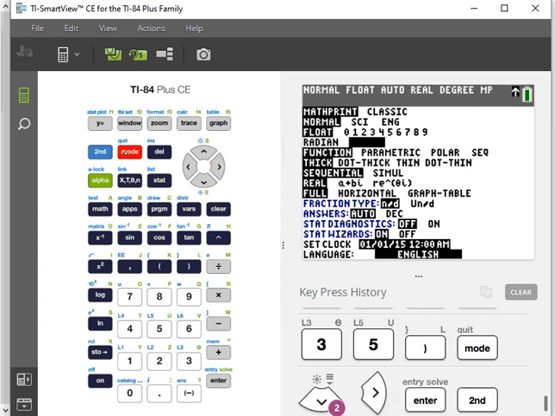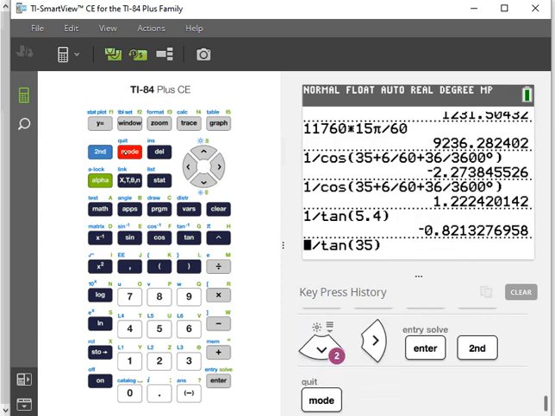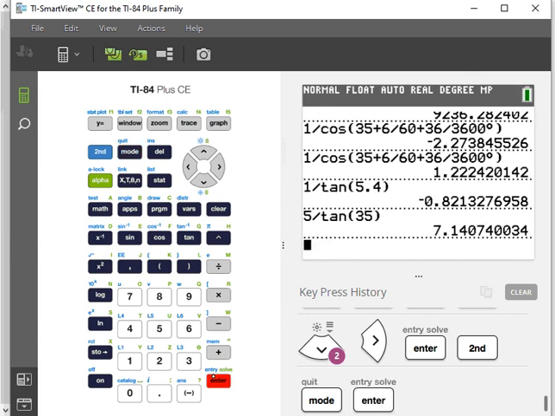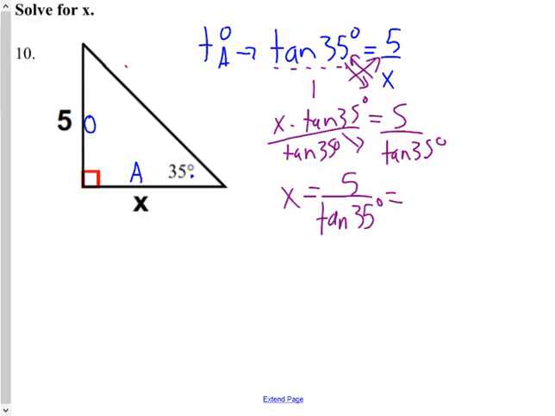And if you can't remember what mode you're in, fortunately in your calculator, kind of right up top, it says normal, float, auto, real, degree. That tells you what mode it's in. If you have a really not that great calculator, it might say D or DEG for degree. And I got 7.141, rounding to the third decimal.